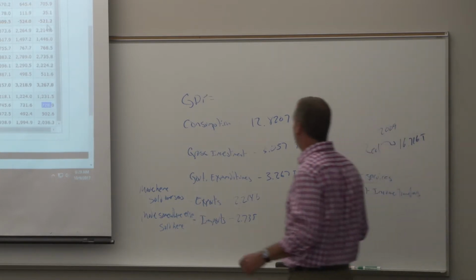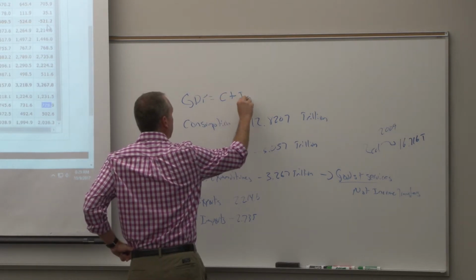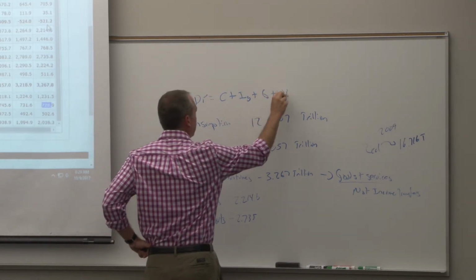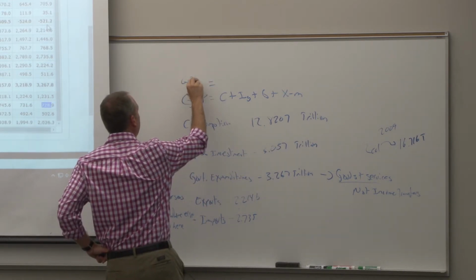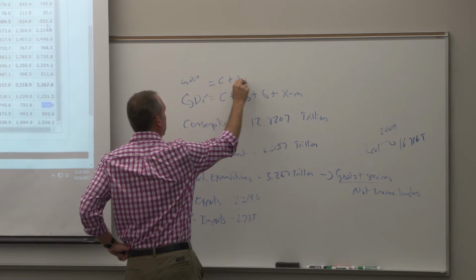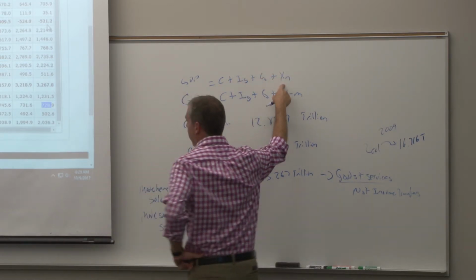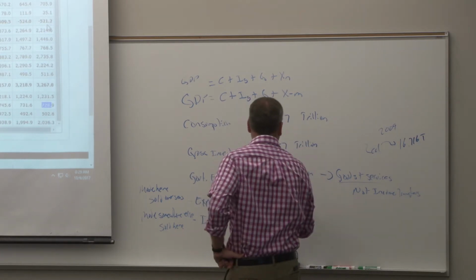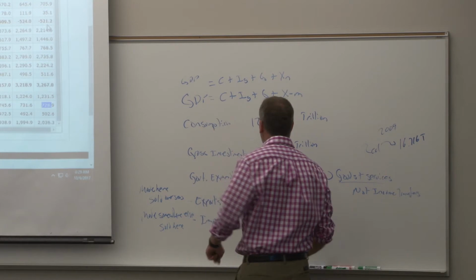When we're looking at our consumption here, we've got our C plus I plus G plus X minus M. And oftentimes we can simplify this even further and just have net exports here. So our net exports, our XN, is just exports minus our imports.